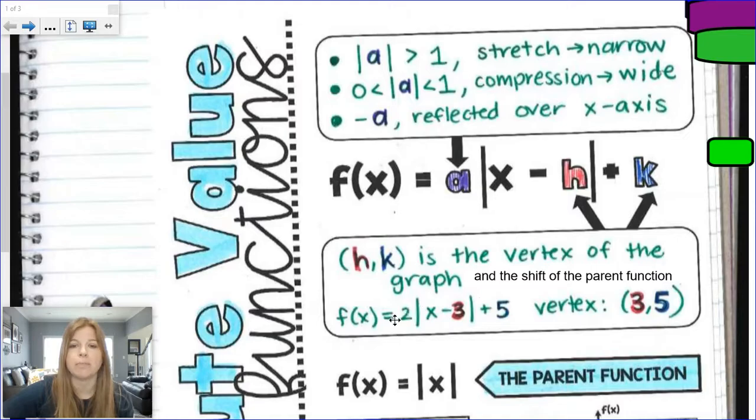So I'm going to know from my parent graph, and again, we don't even know exactly what this is going to look like just yet, that it's going to be a skinnier version, and the vertex is going to be at (3, 5), and that's where the point of my V-shaped graph is going to be.